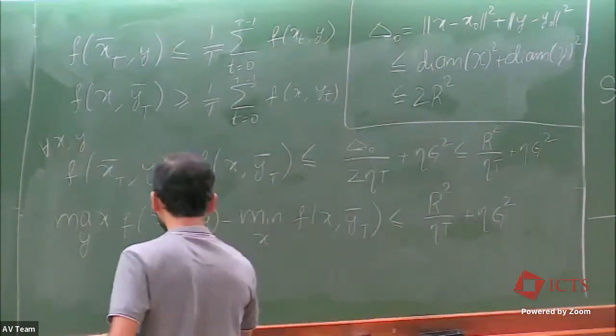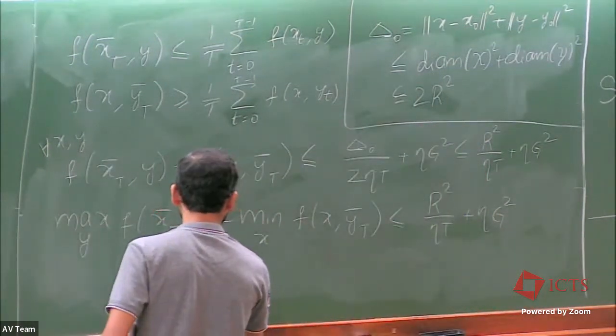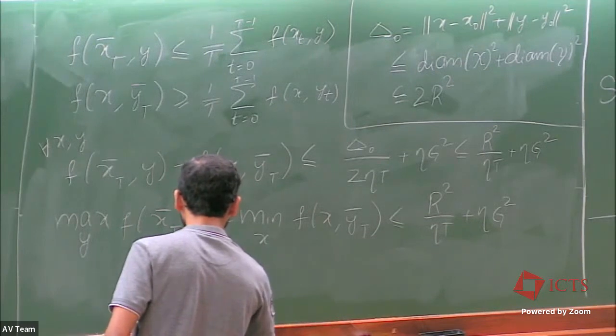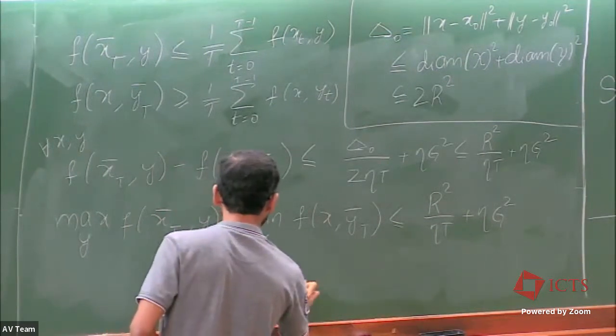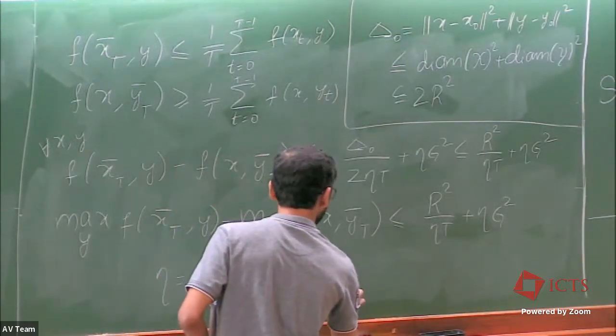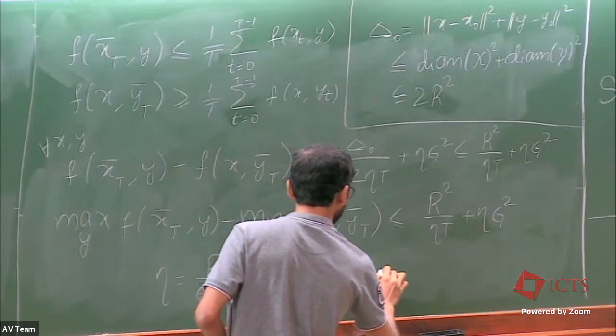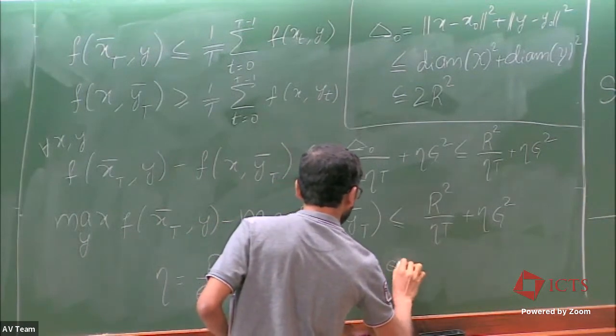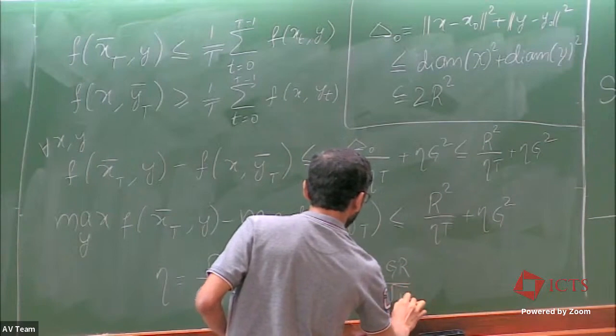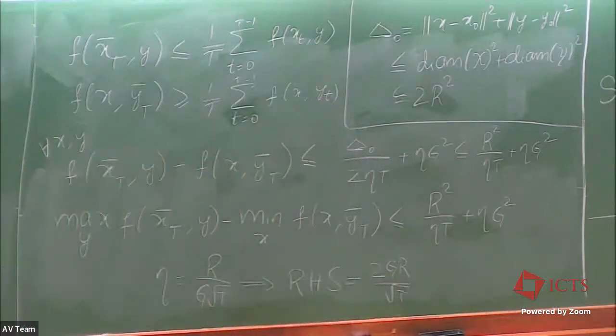So if we choose eta equal to r over g square root t, the right hand side is equal to 2gr divided by square root t.